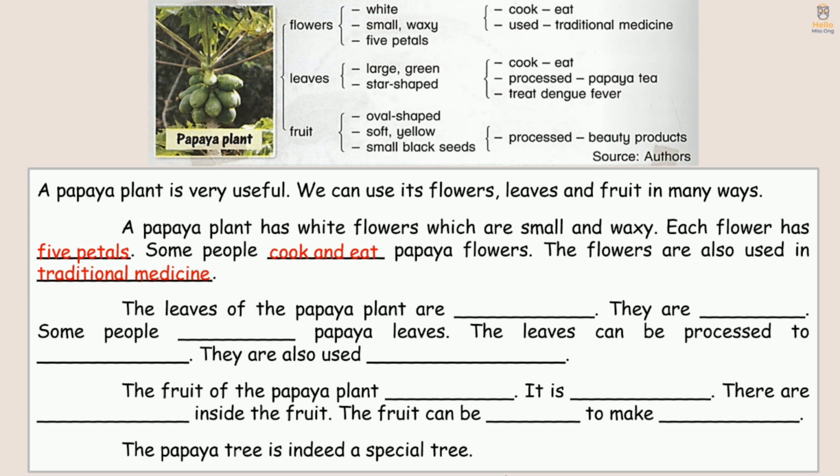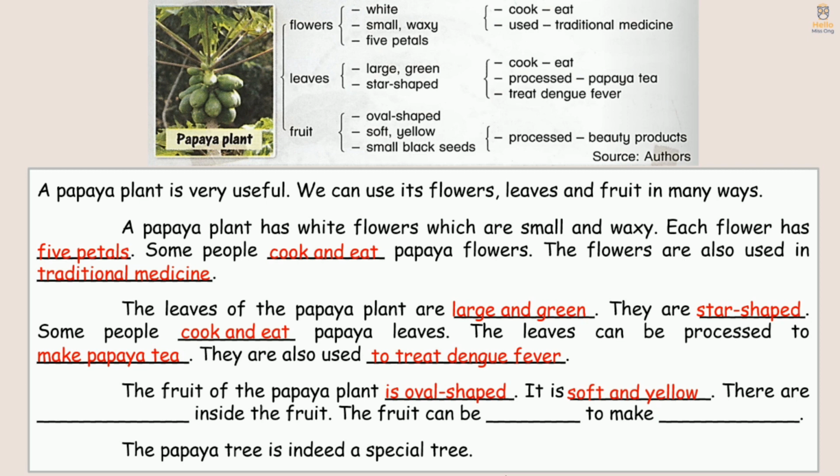The leaves of the papaya plant are large and green. They are star-shaped. Some people cook and eat papaya leaves. The leaves can be processed to make papaya tea. They are also used to treat dengue fever. The fruit of the papaya plant is oval-shaped. It is soft and yellow. There are small black seeds inside the fruit. The fruit can be processed to make beauty products. The papaya tree is indeed a special tree.